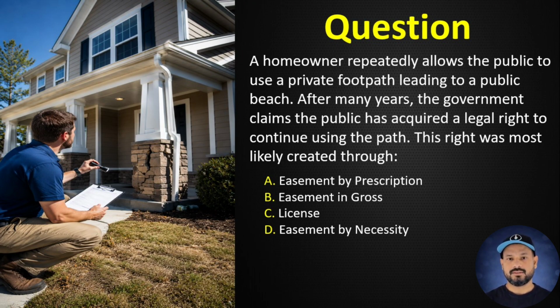Question number 21. A homeowner repeatedly allows the public to use a private footpath leading to a public beach. After many years, the government claims the public has acquired a legal right to continue using the path. This right was most likely created through: A. Easement by prescription, B. Easement in gross, C. License, D. Easement by necessity. Correct answer A. Easement by prescription. An easement by prescription may arise through long-term continuous use as permitted by law.